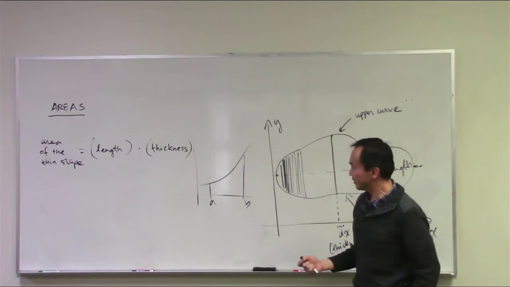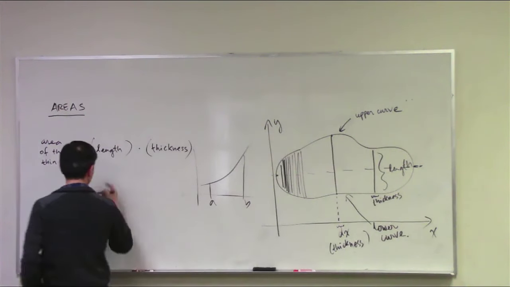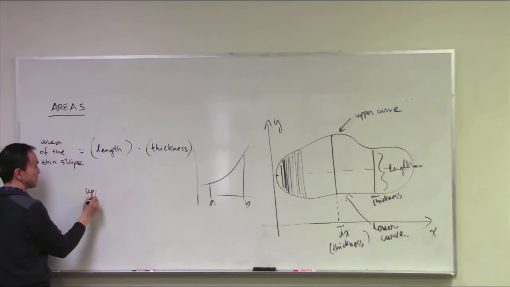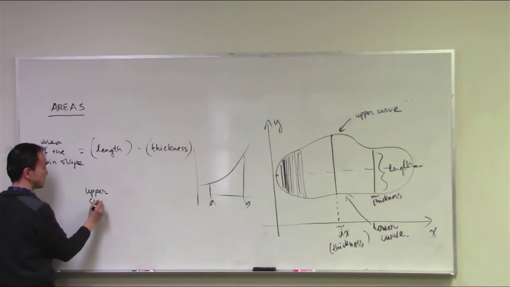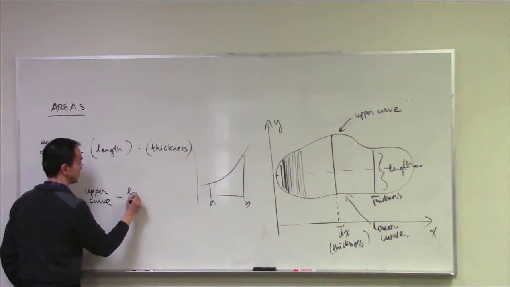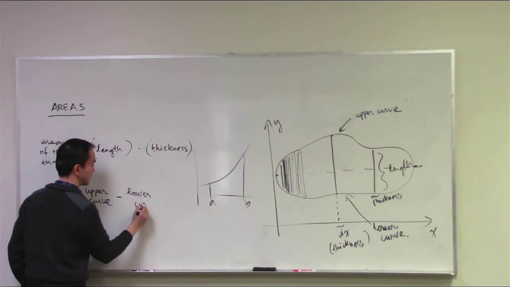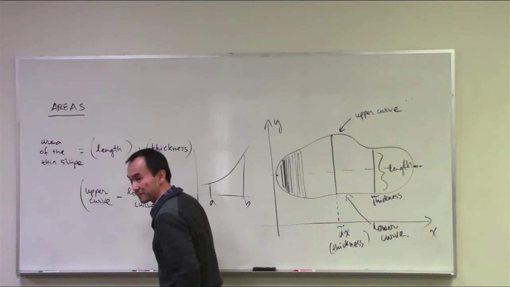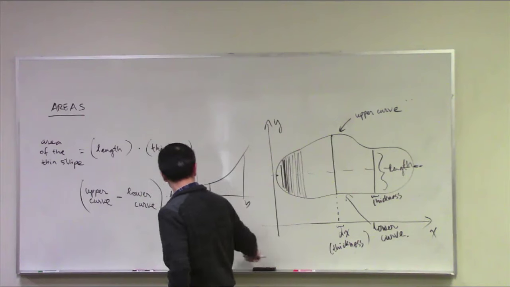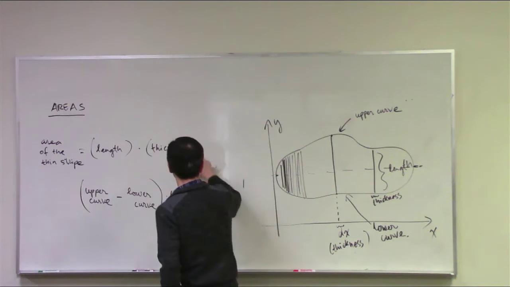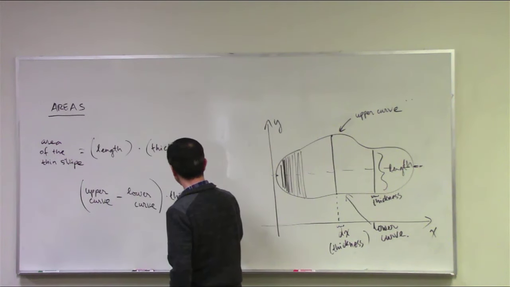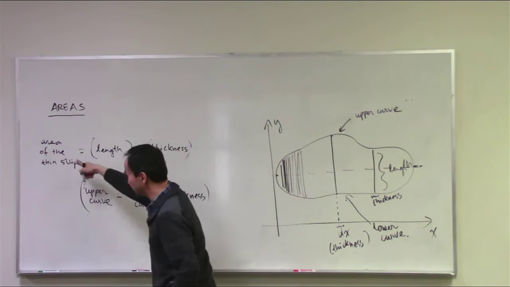So the length of each stripe we can develop a little further. Upper curve, subtract the lower curve, that gives you the length of each stripe. And then we multiply with the thickness. That gives me the area of one thin stripe.